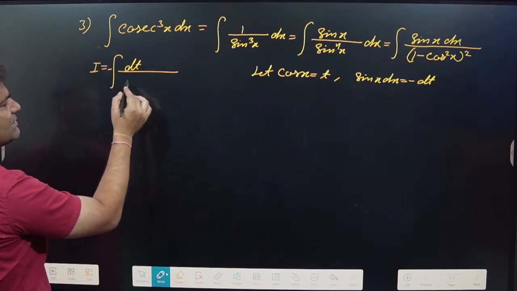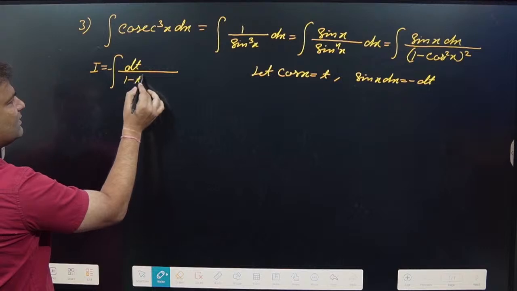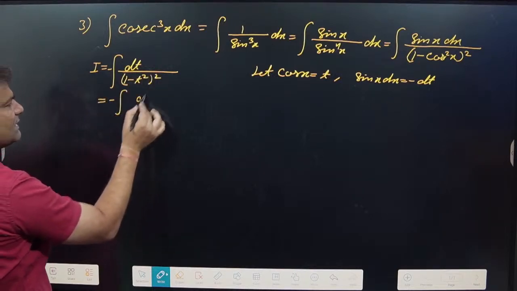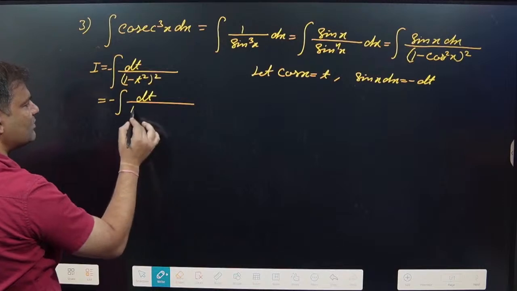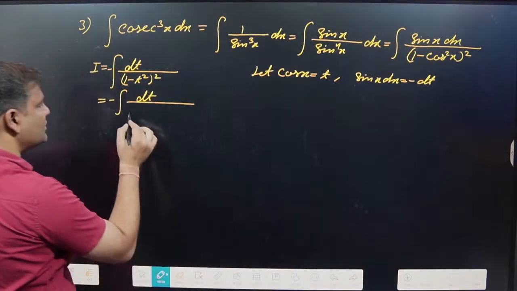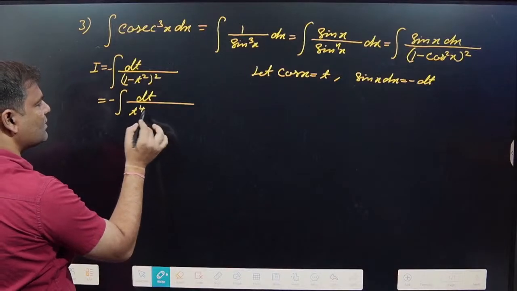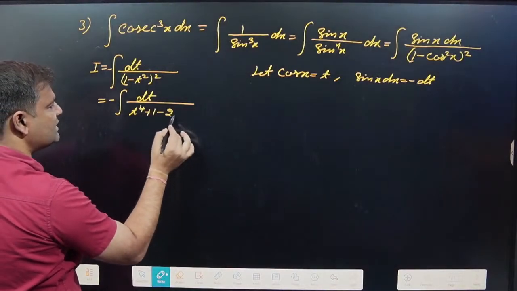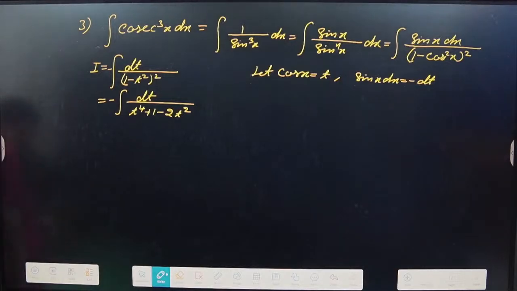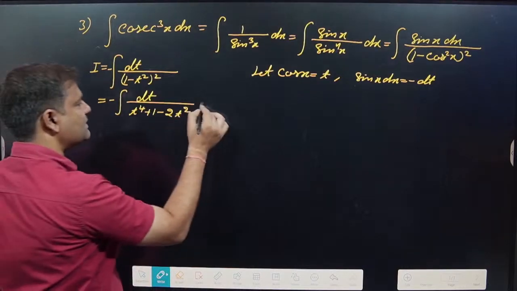1 minus t square, to the whole square. So this is written as dt divided by 1 plus t to the power 4 minus 2t square, that is, t to the power 4 minus 2t square plus 1. How can we solve this type of problem?